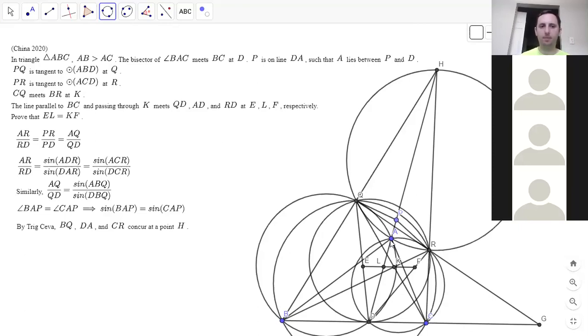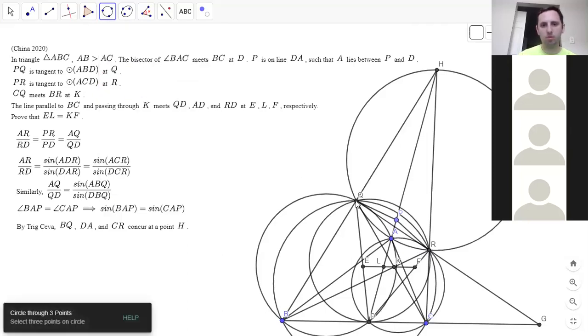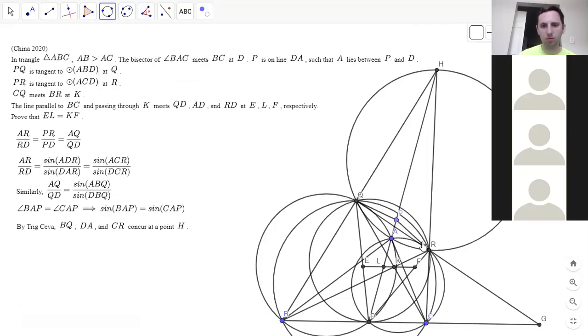So yeah, there's that last step of showing EL is equal to KF. I feel like we're pretty close. Yeah, how do we use that PQ is equal to PR? I want to draw that circle, but I don't think it does very much.